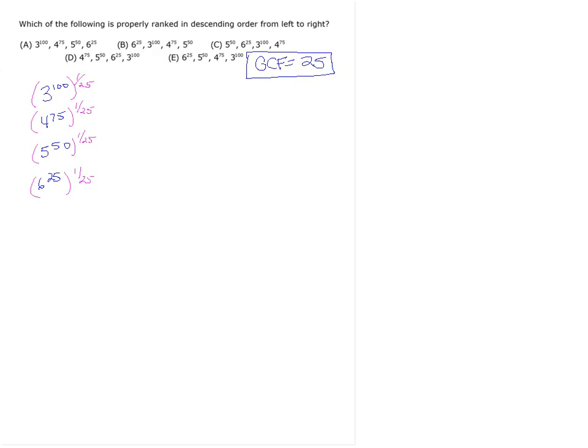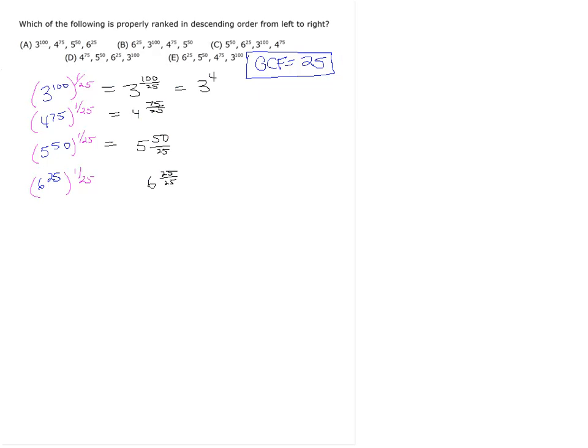Because if you think about what this is, it's now going to simplify down to something really, really simple. This is 3 to the 100 over 25, because we're multiplying those exponents. This is 4 to the 75 over 25, because we're multiplying those exponents. This is 5 to the 50 over 25, and this is 6 to the 25 over 25. Okay, so really simple now.